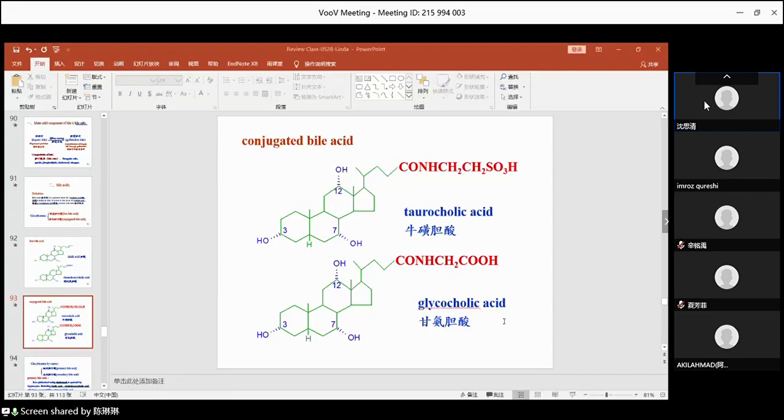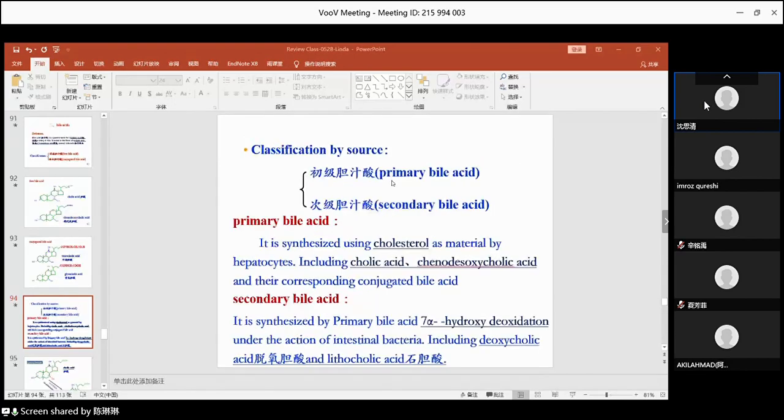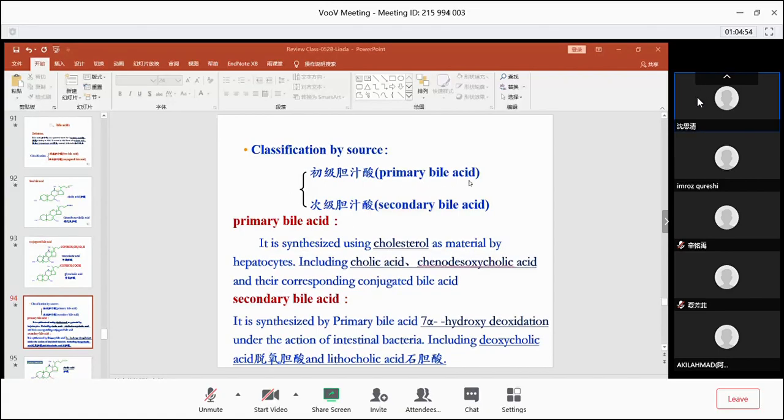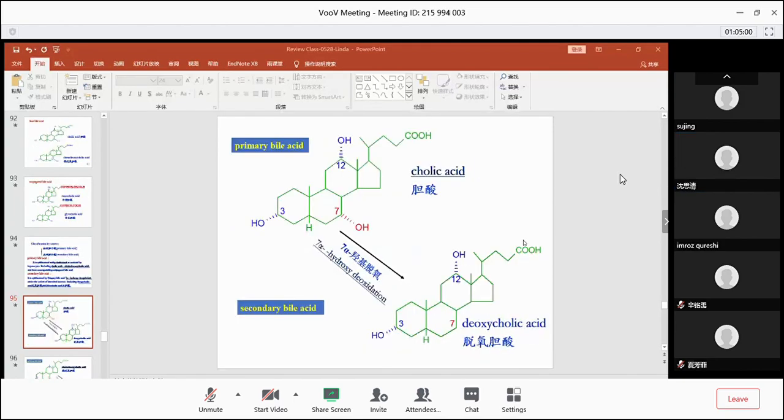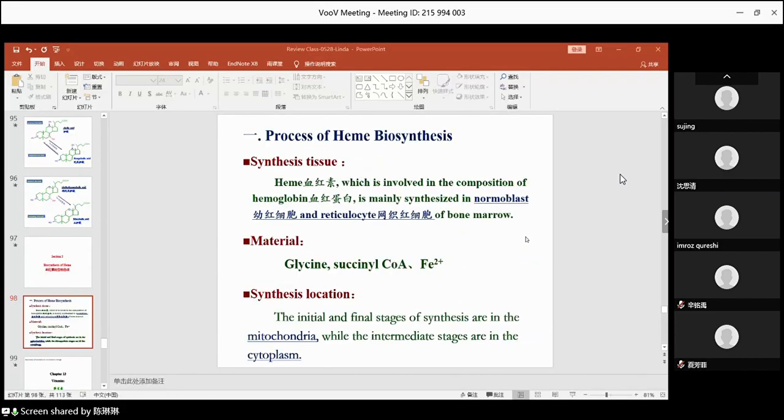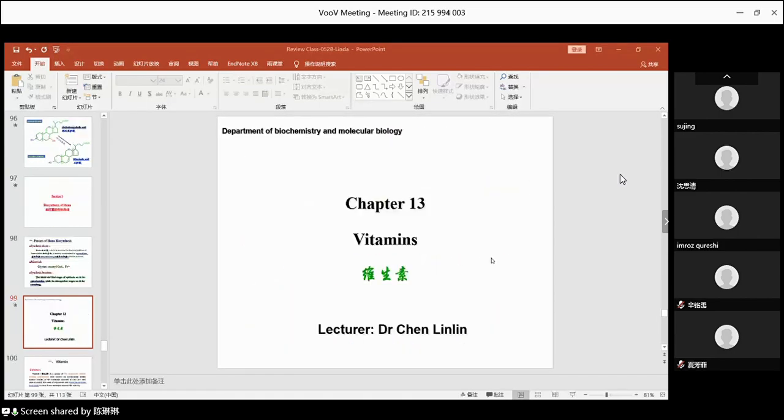And I will give you single choice questions here. Also, there is another kind of classification of bile acids: by source. They can be classified into primary bile acids and secondary bile acids. Also, you should remember these examples very clearly. And next section, you should remember the materials of heme biosynthesis, okay?